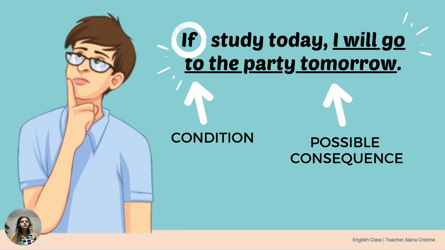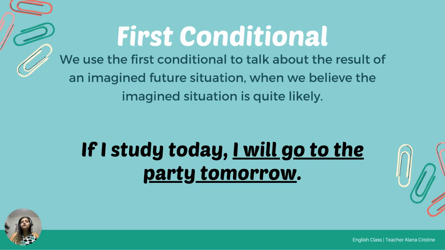Ok, guys. So, what do we use the first conditional for, guys? What's the function of this first conditional? We use the first conditional to talk about the result of an imagined future situation when we believe the imagined situation is quite likely. For example, if I study today, I will go to the party tomorrow. So, my condition is I study today. If this condition is fulfilled, ou seja, se eu cumprir com essa condição, I will go to the party tomorrow. Okay, so this is the function of first conditional.